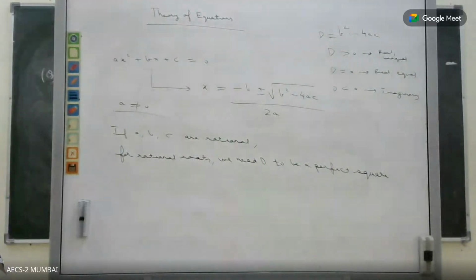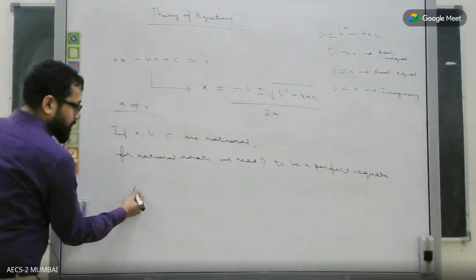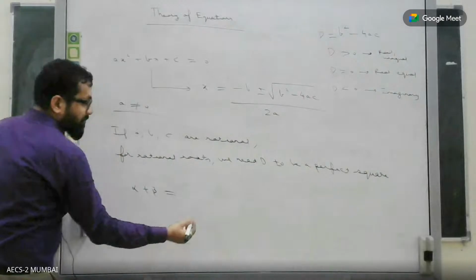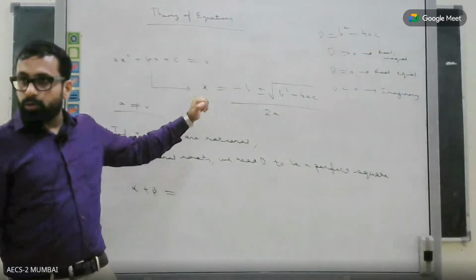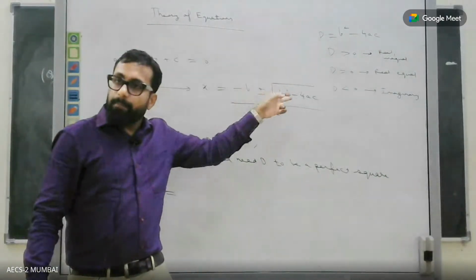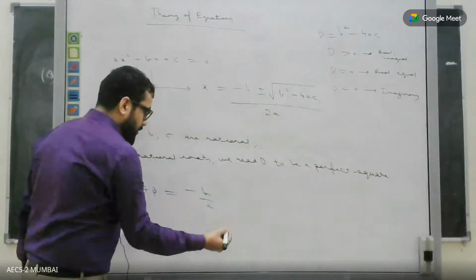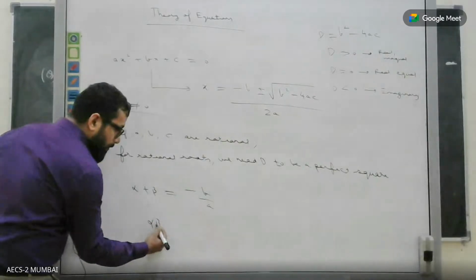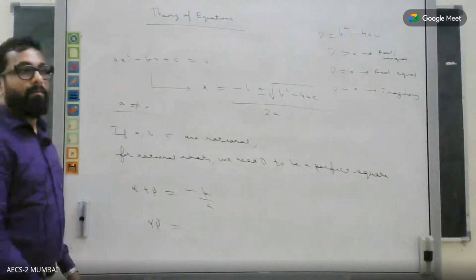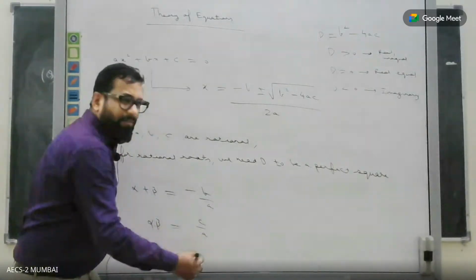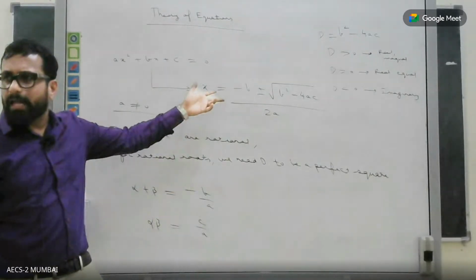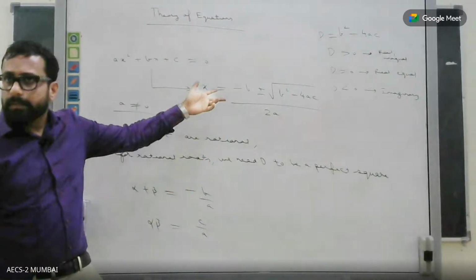Okay. Now what is the sum of roots? If you add the roots, this term cancels because it is plus minus, so you'll get minus b by a. What is the product? c by a. You can derive it; multiply both of them and you will derive it, right? Easy, correct?